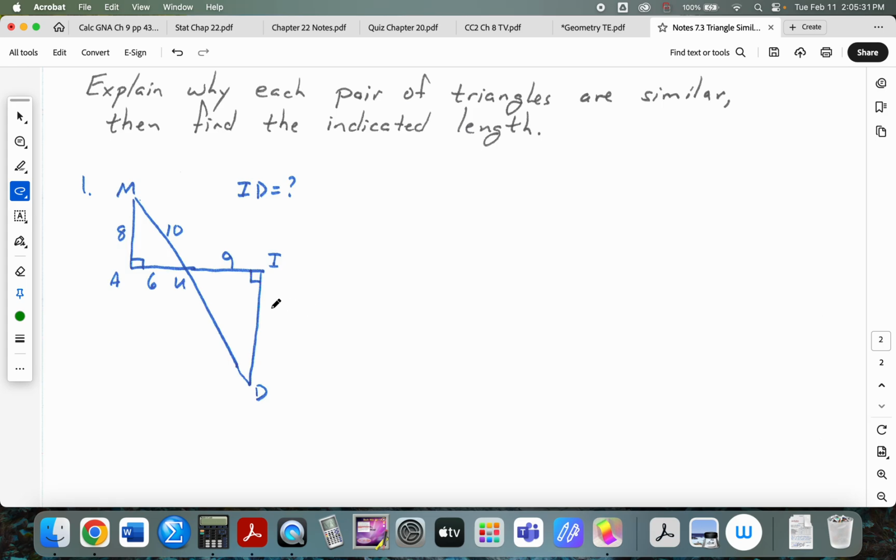So for this one, I'm given that angle A and angle I are right angles. So angle A is congruent to angle I. They're both congruent to each other because they're both right angles.